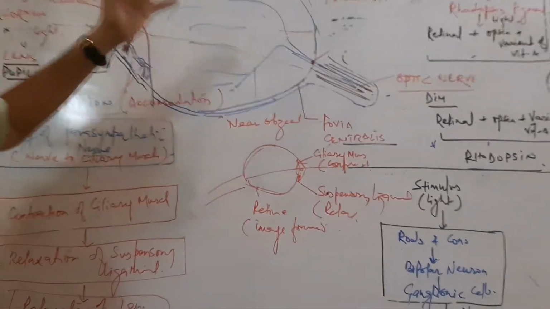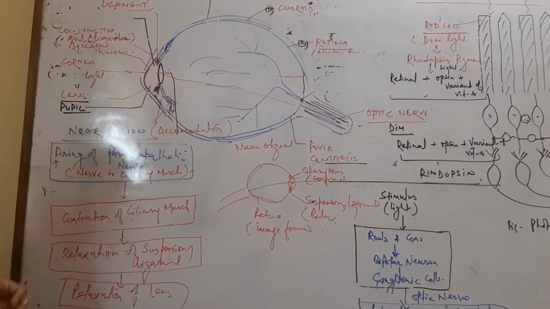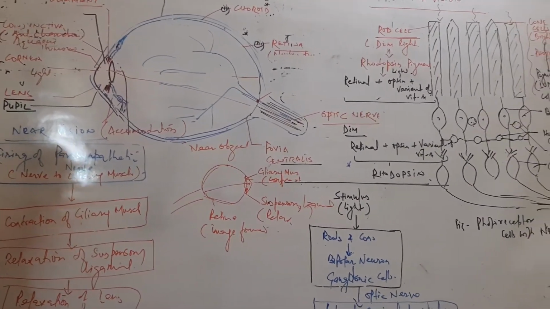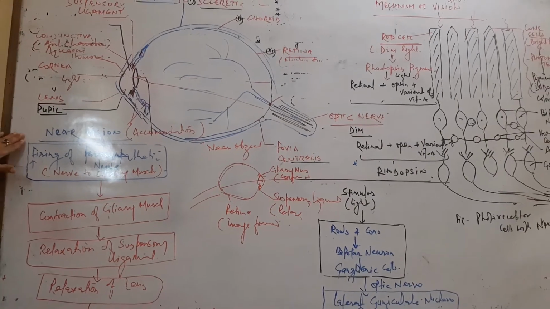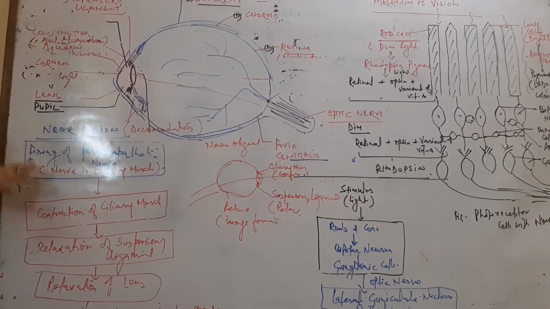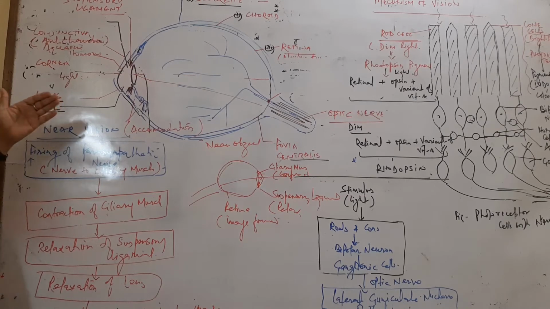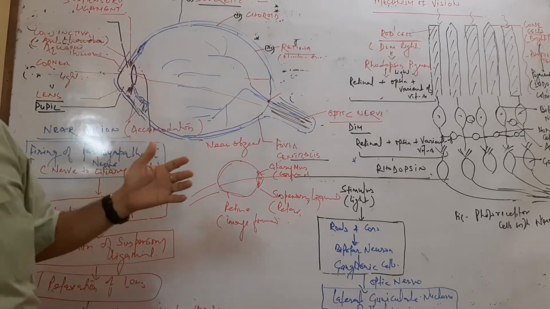So this is all related to vision, and ultimately we come to the defects. One of the first defects is related to accommodation, called astigmatism, where accommodation-related problems occur. Another is myopia and hypermetropia, which you know very well, the short-sightedness and long-sightedness problems.